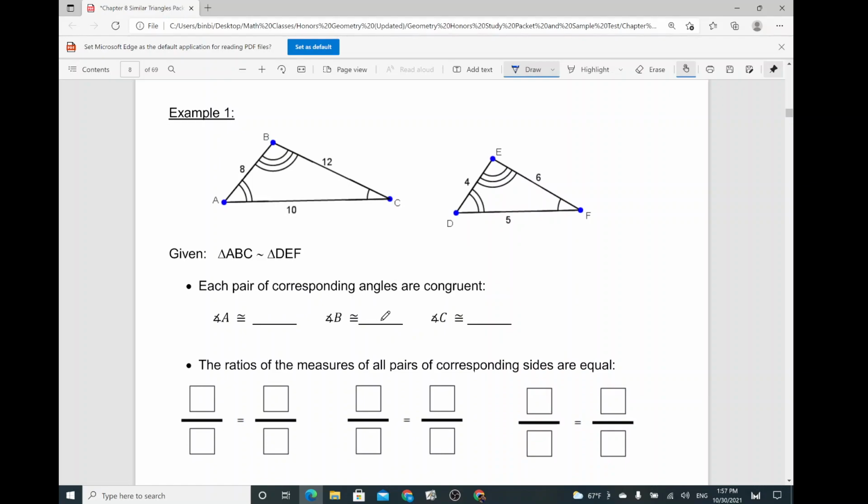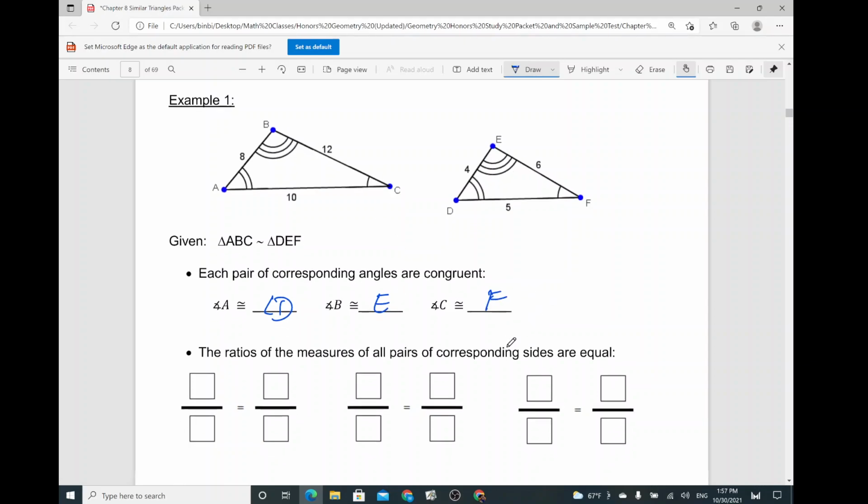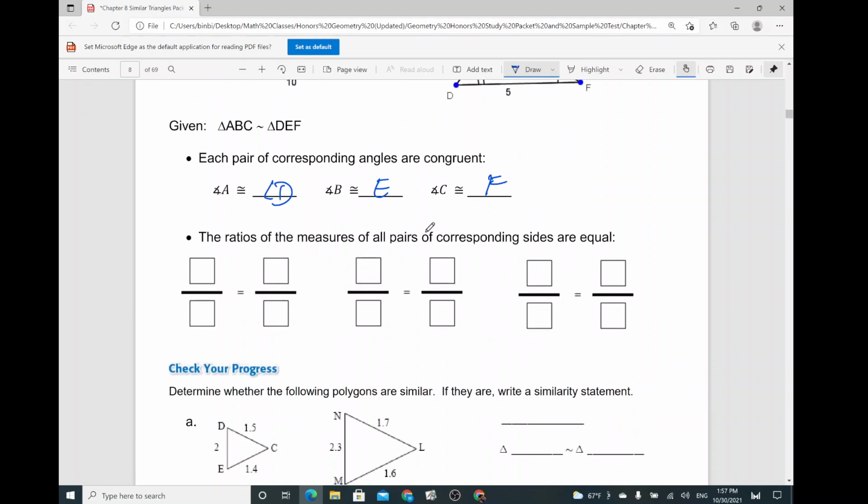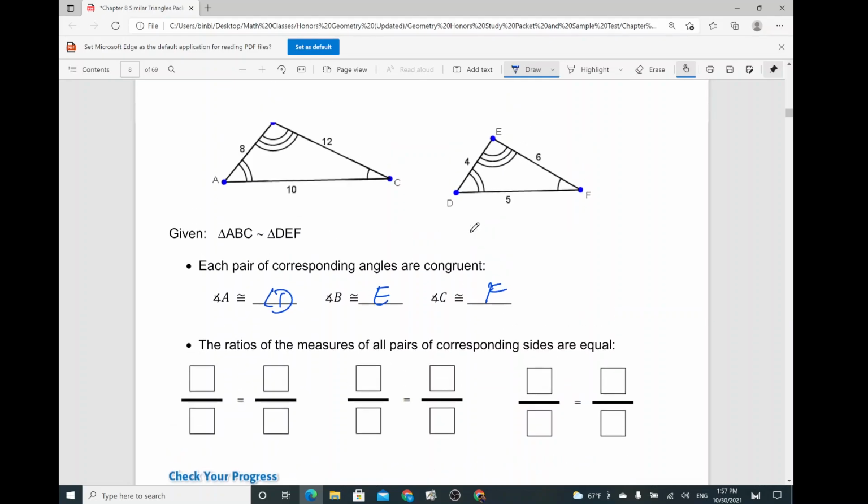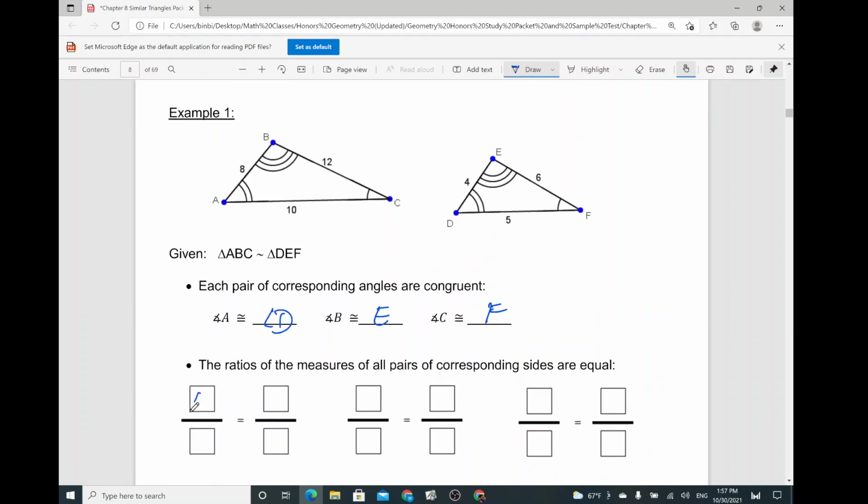Here's what we found: triangle ABC is similar to triangle DEF. So angle A is congruent to angle D, angle B is congruent to angle E, and angle C is congruent to angle F. For proportionality, you set up 3 different ratios of the measures of all the pairs of corresponding side lengths. You can say AB over DE is the same as the ratio of BC over EF.